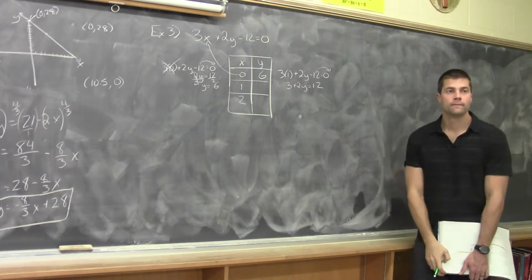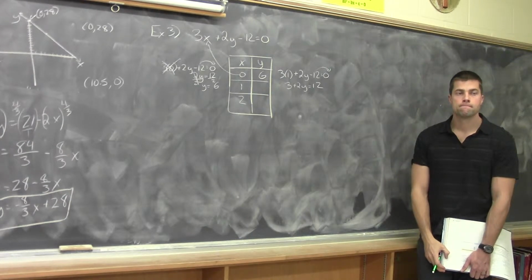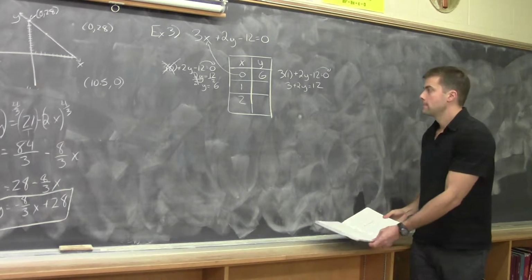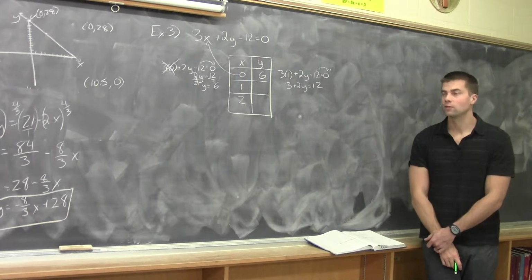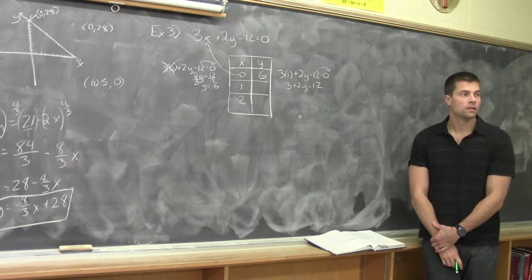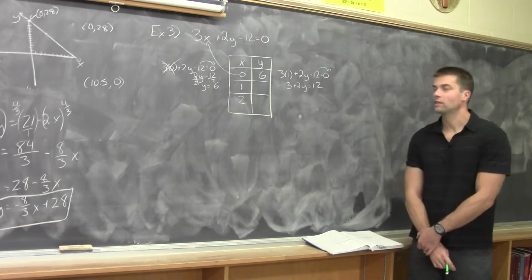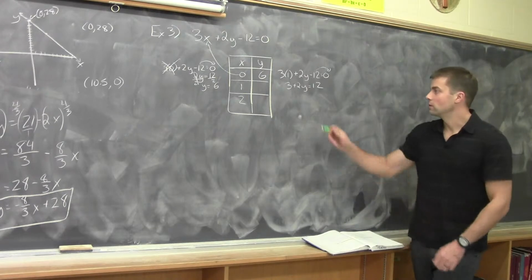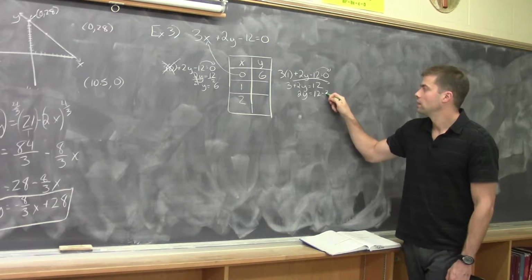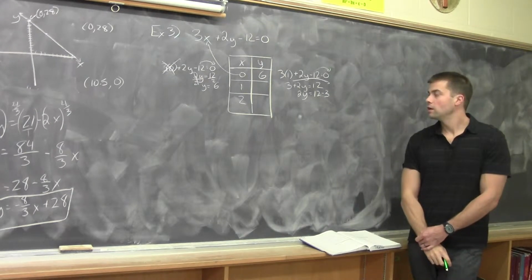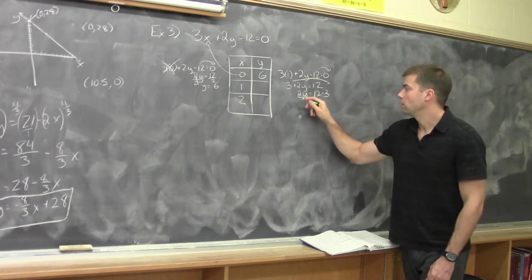Okay, now what? Not so easy when Mr. Mills doesn't do it all for you. Jacob, what do I do next? Come on, guys. Noah, what do I do next? Move the 3 to the other side. Good. And it's negative 3 now. Okay, keep going. And then divide them all by 2. Okay, good.